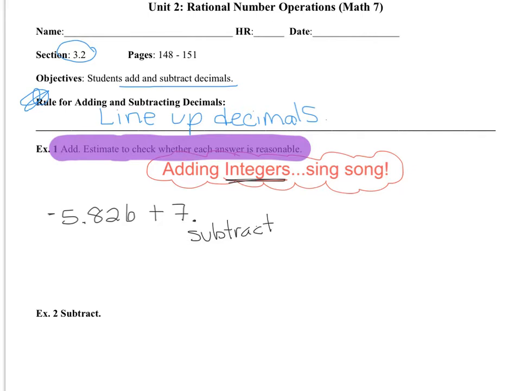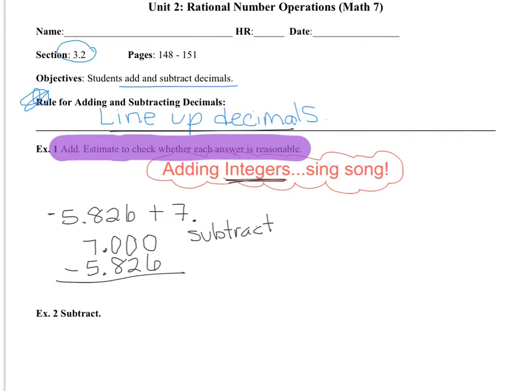Alright, and our rule says to line up our decimals. So I'm going to put 7 on top, and I'm going to put the 5.826 on the bottom. See how I lined up my decimals? Fill in the 8, 2, 6, but I have a problem because I don't have anything above there. So we use zeros as our placeholders because it doesn't change the value of our 7. Now I'm all lined up and ready to subtract.